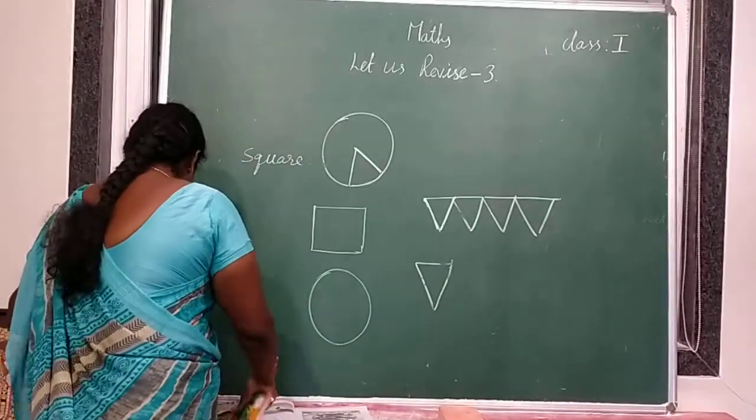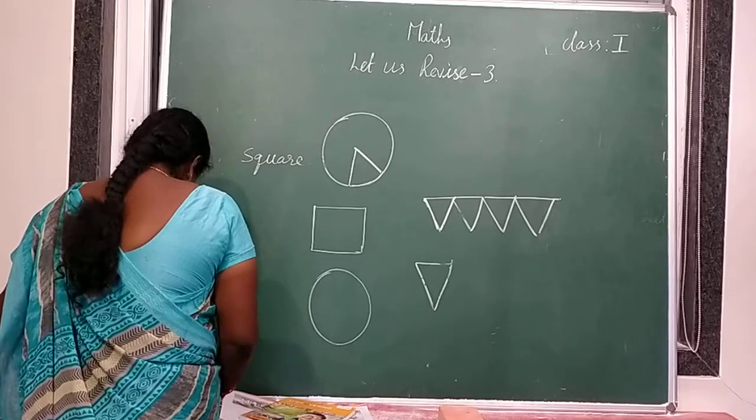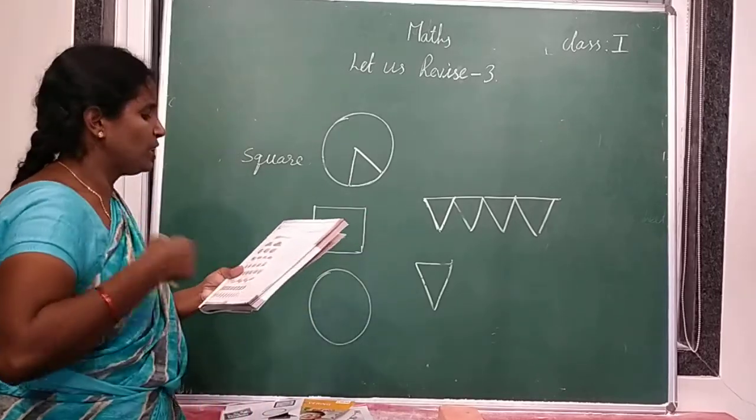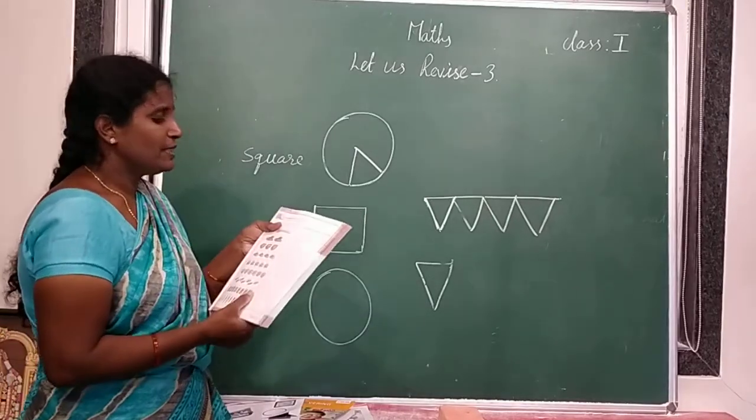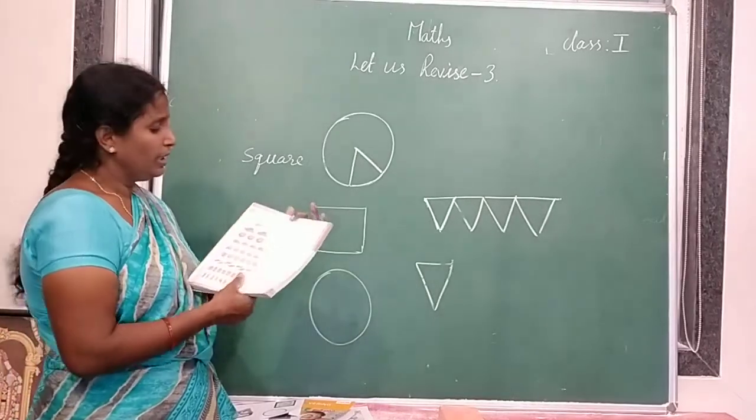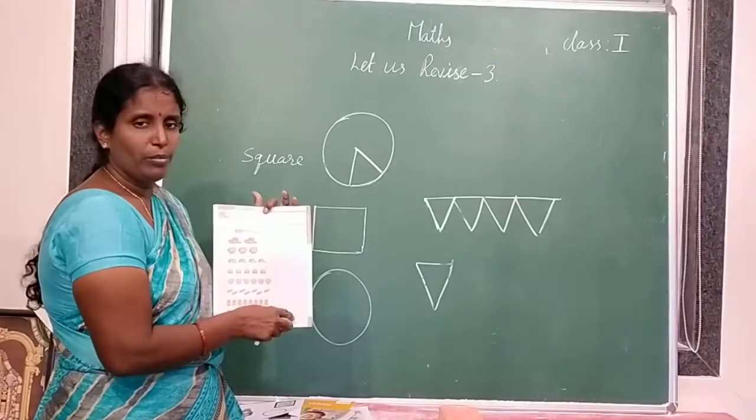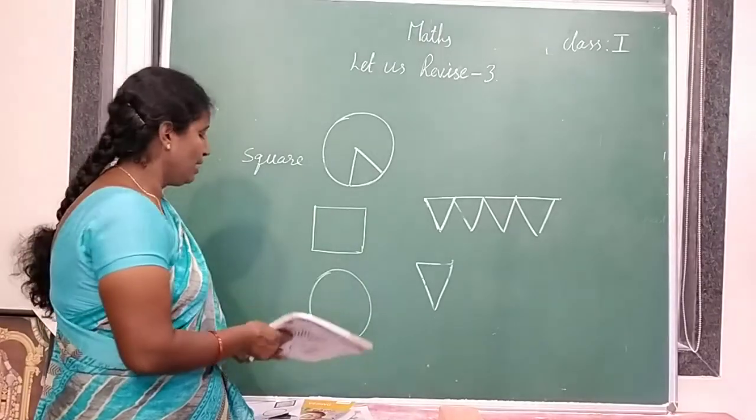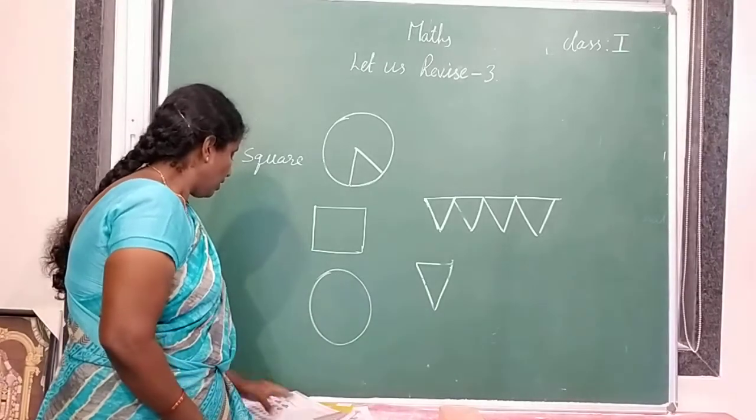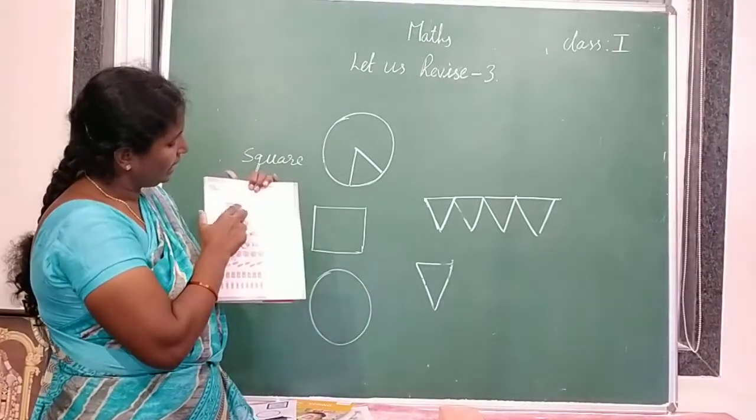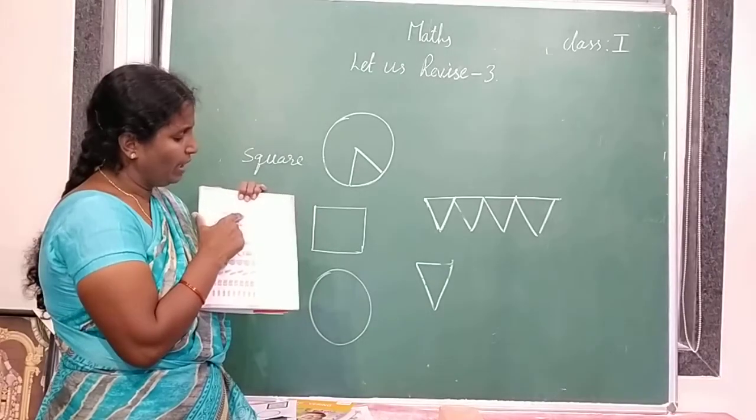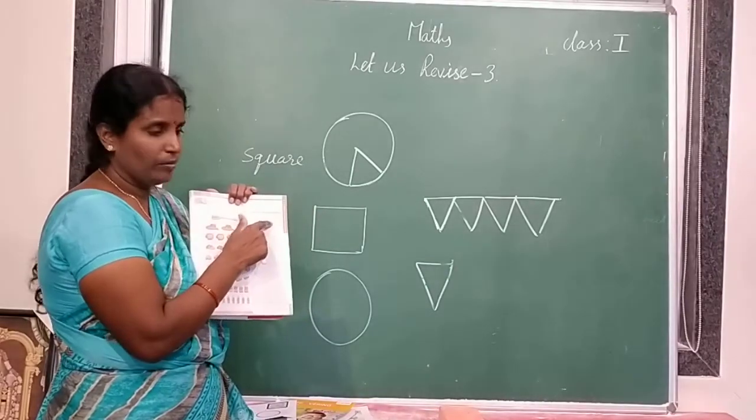Okay. Now take out your textbooks. Content book page number 14. Numbers from 1 to 9. Here from 1 to 9 numbers and its number names are also given. So once I will repeat. Here how many brushes are there? How many objects are there here? Only one. So ONE, 1.